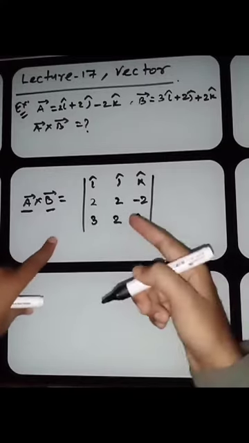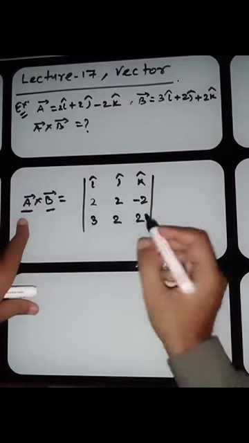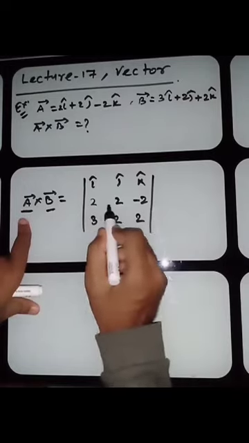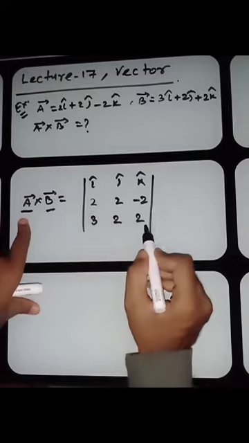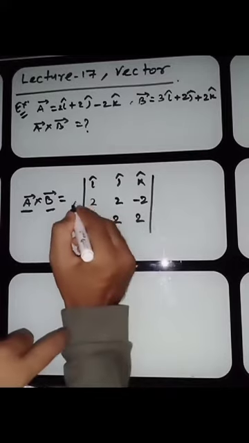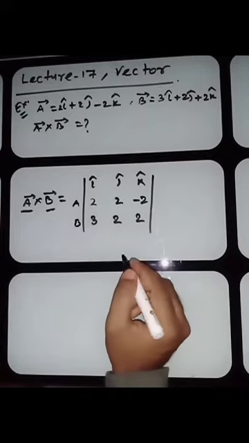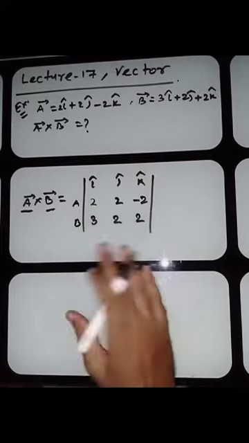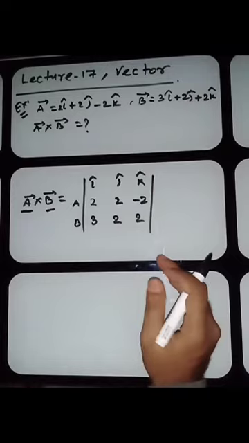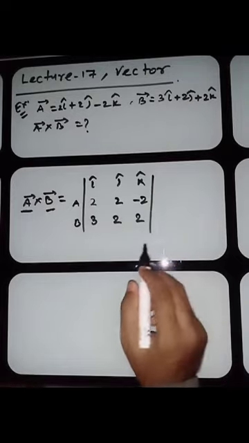Students, if you have the product b cross a, then you will first put the coefficients of b and then a. So please keep in mind, this is the coefficient of a and this is the coefficient of b. Please keep the order, otherwise the result will change, with minus and plus differences. All right. Now I have to solve.